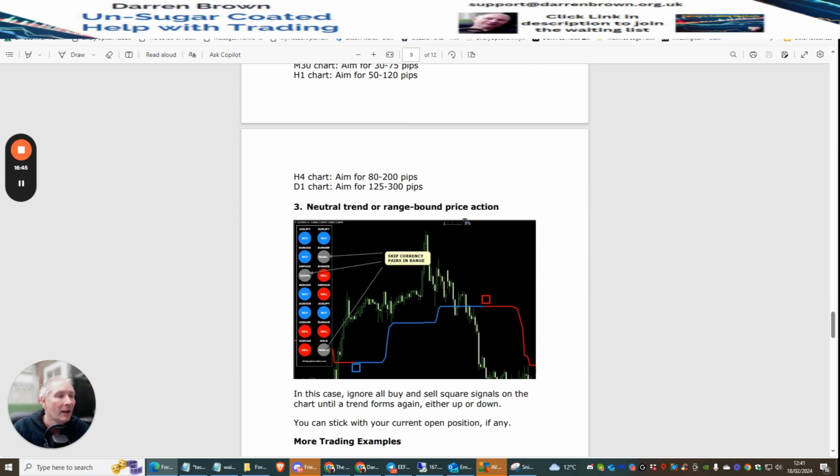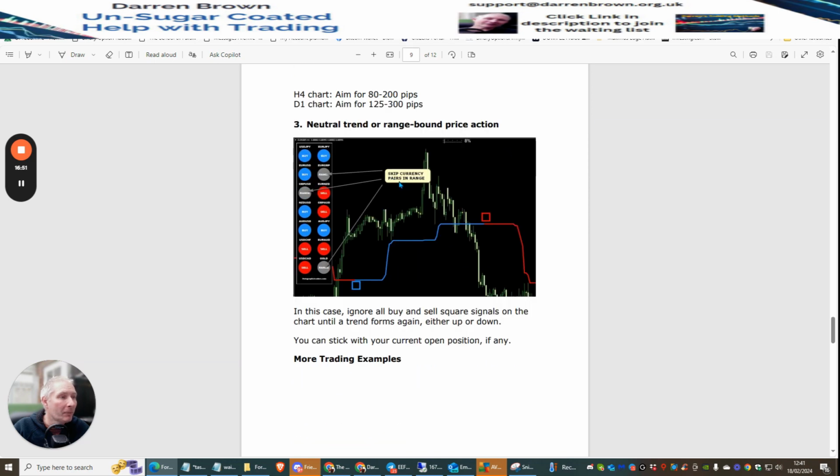Okay, so the neutral trend or range bound price action. This is skip currency pairs in range. Basically it's telling you when you get range, this is almost like when you hear a trade going sideways, where it goes like this. This is where it's going range, because it's going from there to there, there to there, there to there. So it's in range. In this case, ignore all buy and sell square signals on the chart until a trend appears again, either up or down. Up meaning bullish, down meaning bearish. You can stick with your current open position if any.